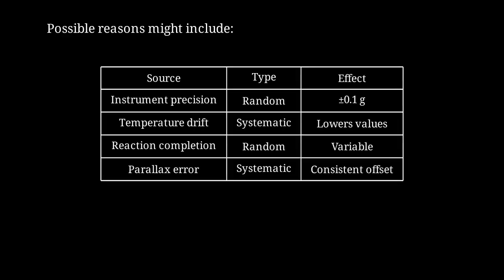Here's a table showing different types of errors. Random errors cause scatter in your data. Systematic errors cause consistent shifts. Both are part of real experiments.